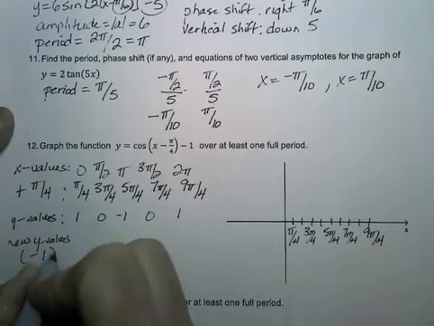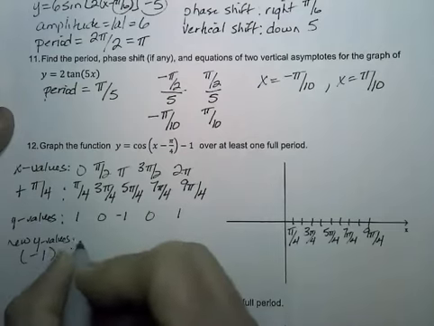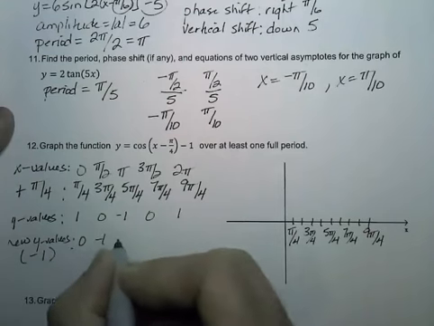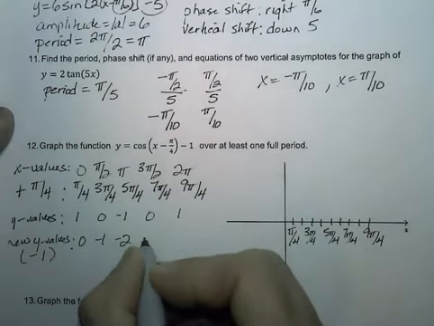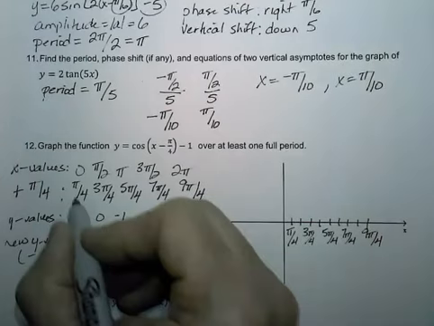So our new y values, we're just subtracting 1. That's going to give us a 0, a negative 1, negative 2, a negative 1, and a 0. So now we can just plot our 5 points. These are our x values and these are our y values.